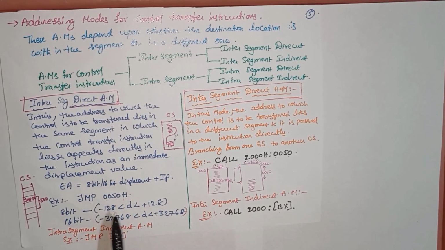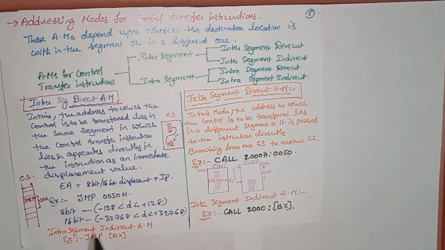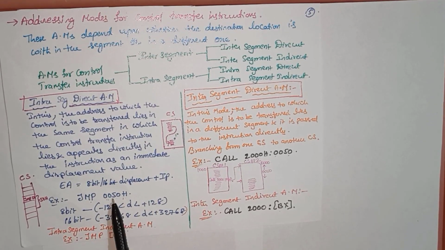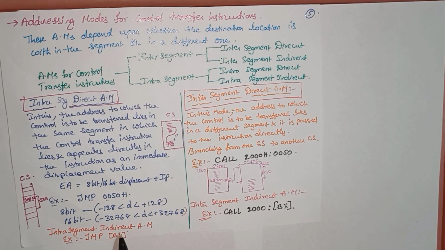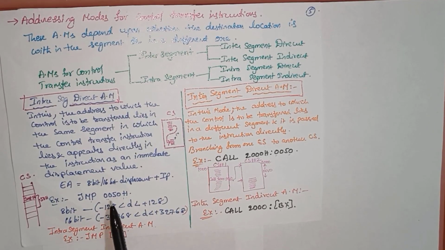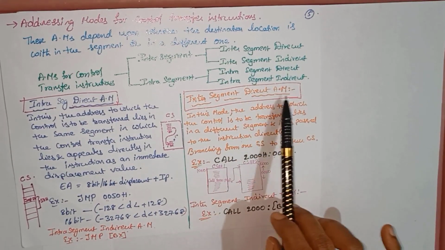Like that, in direct addressing mode, the specified address is mentioned in the instruction directly. In the intra-segment indirect addressing mode, that address is mentioned in some register, or we can say the address of the instruction is mentioned in an indirect way. That's why I'm using jump [BX], where BX contains 0050. Now coming to inter-segment direct addressing mode.